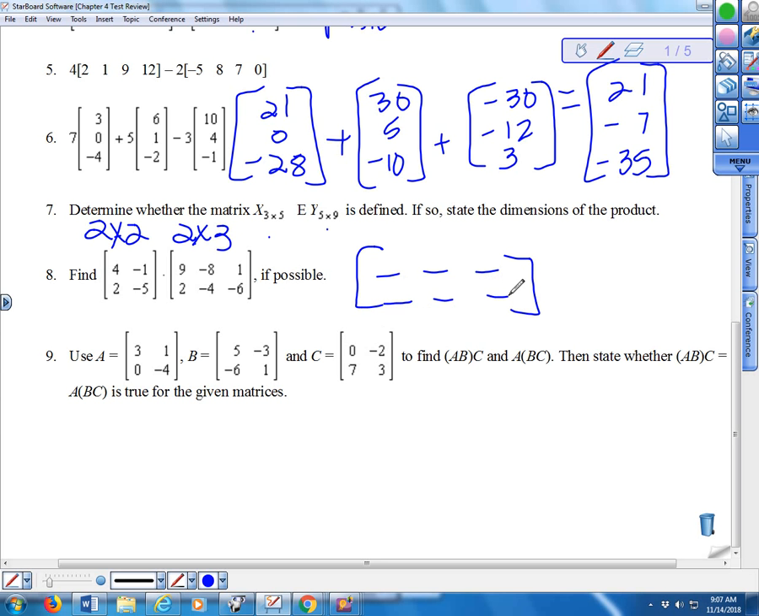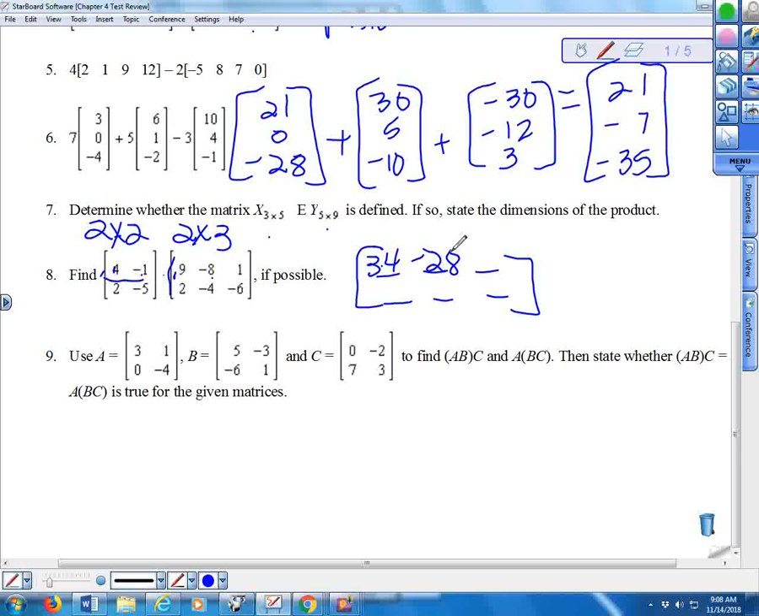Okay, so for the first cell in my new 2 by 3, I'm going to take the first row by the first column. 4 times 9 is 36, minus 2 is 34. For my second cell, I take the first row, second column. 4 times negative 8 is negative 32, plus 4 is negative 28.